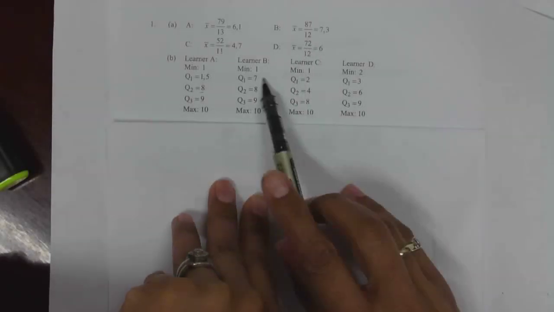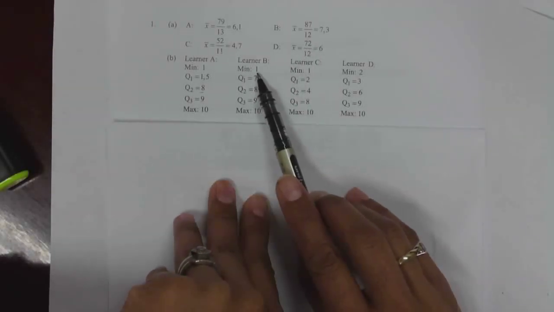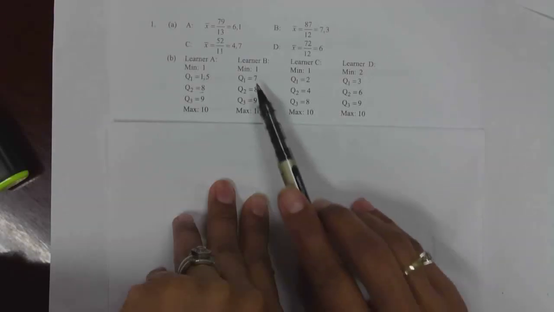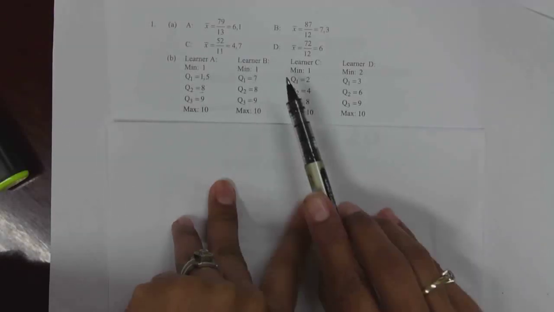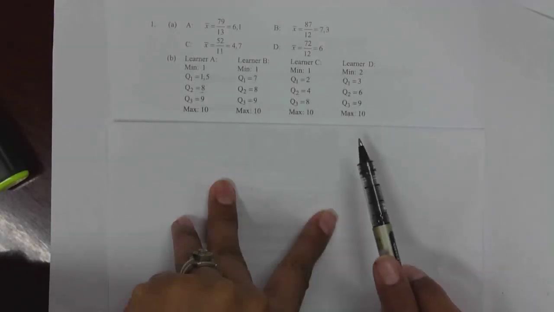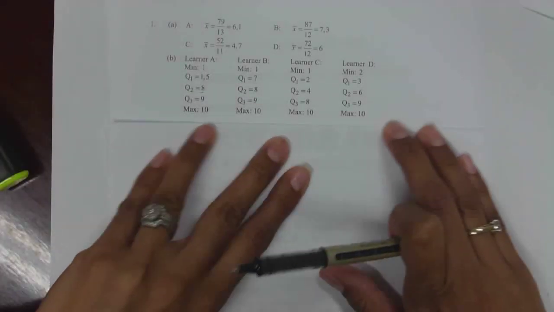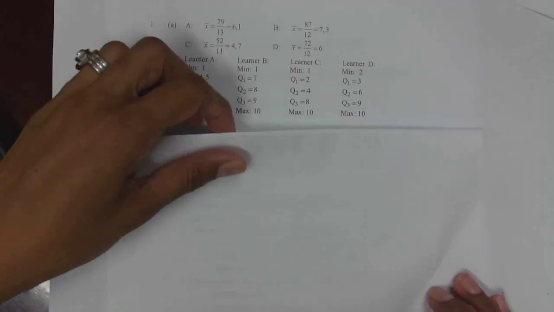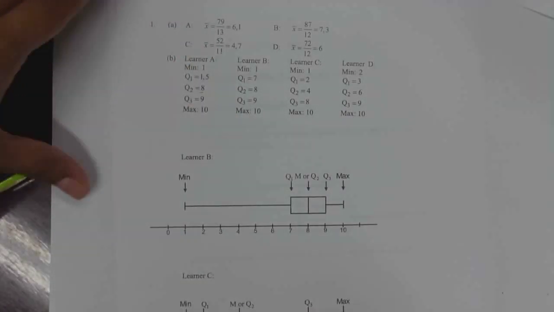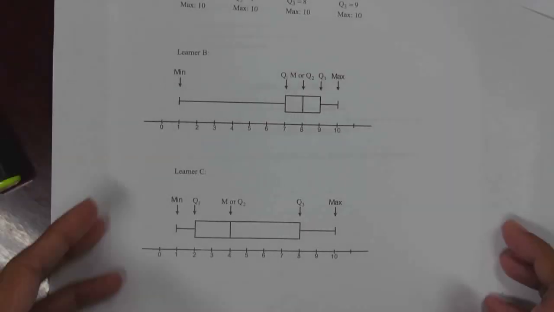So you would have found that the minimum value for Learner 1 is 1, and these are the calculations for the 5-number summary. Same for Learner C, Learner D. Now, if you didn't get a chance to do it, please ensure that you do. And then you can double check your answer against my answers, which will be uploaded on Google Classroom for you. Your box and whisker plots for each learner would look like this.